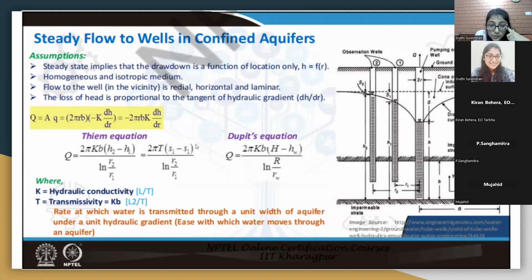So you can actually swap the values. It is H2 minus H1, and when you solve it, you can get it as S1 minus S2. Based on that, the solution is there in the lecture material if you go through it. Substituting in this formula, the Kb value is what gives us the transmissibility. And this is for a confined aquifer.